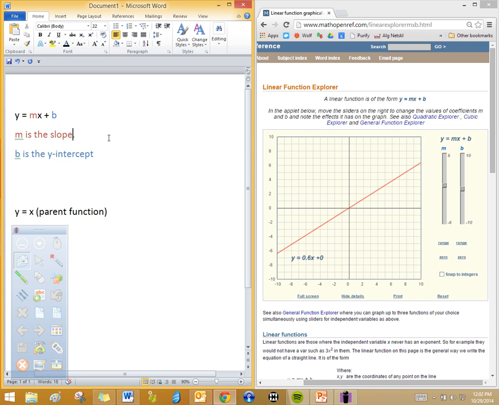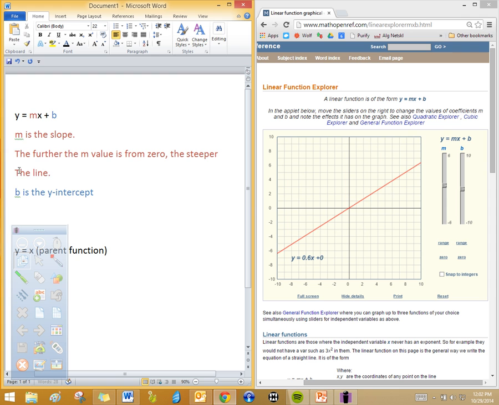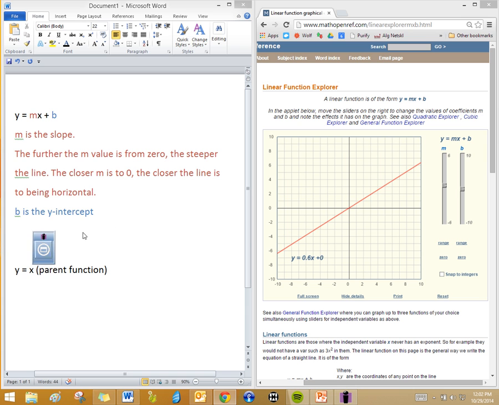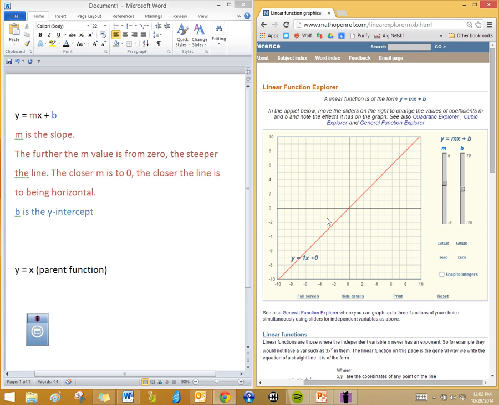So I'm going to summarize that over here to the left. The further the m value is from 0, the steeper the line. The closer m is to 0, the closer the line is to being horizontal. You could say the flatter the line. Okay? So there's that. Let's now look at the y-intercept. We can see that changing m is going to change the steepness.